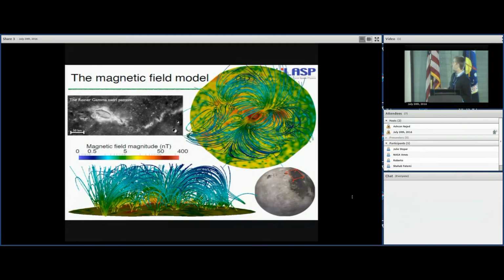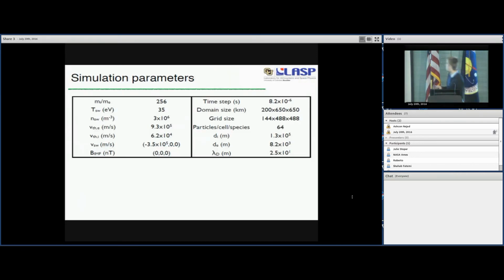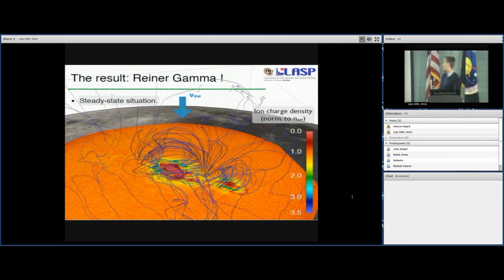So this is how this model looks for Reiner Gamma. We have basically here the two strongest regions, which hopefully then correspond to these bits. I did not put in the IMF field just because it will complicate things a bit more. For those interested, these are the simulation parameters. So, and this is what comes out.